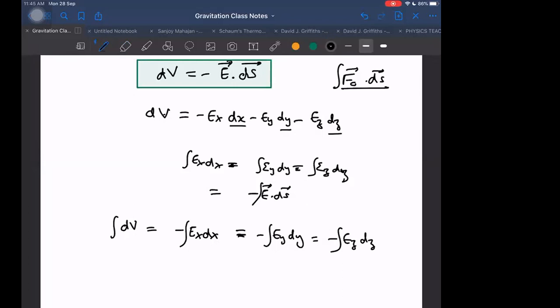I can always choose a path in which I will keep y constant and z constant, and I move along x, then I will be getting one term. Then next time I will keep x constant and z constant, then I will be getting the second term.